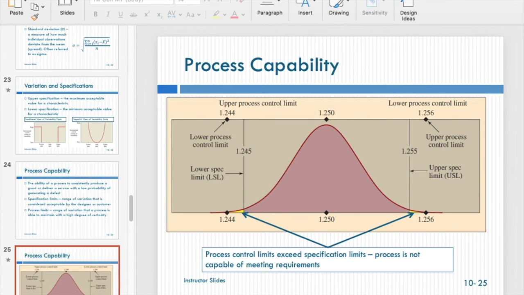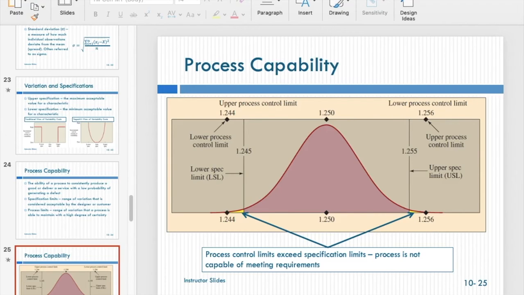So when we calculate the variation, basically you're trying to calculate the standard deviation. Since we are using the Six Sigma approach, the central point is 1.250. Let's say in the real production process, the mean is 1.250. In order to get your upper process control limit, how do you do that? You use 1.250, which is your mean, plus 3 sigma.